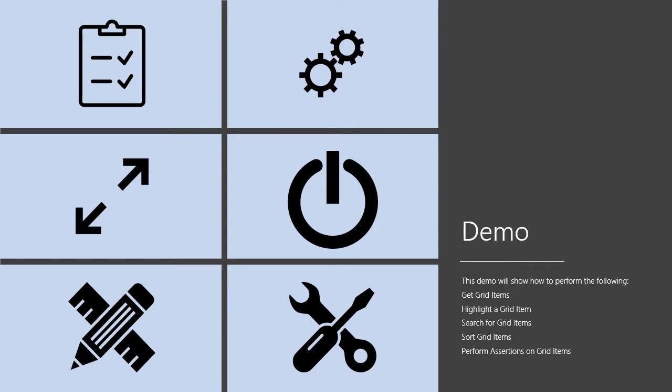Next, we'll cover a demo showing the following: how to highlight a grid item, how to get a collection of grid items, how to search and clear using the quick find, sorting grid items, and finally performing assertions on grid items.